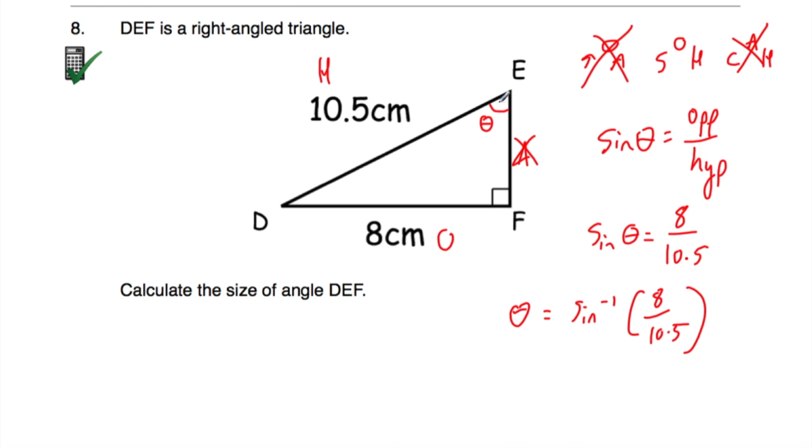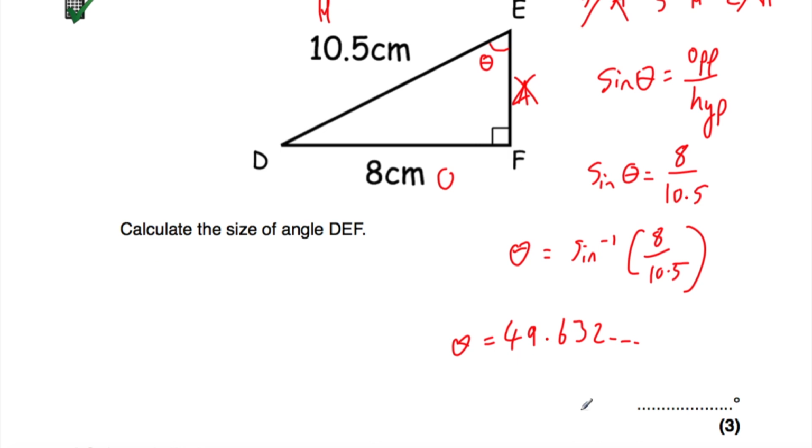So now you could work out what 8 divided by 10.5 is, and it'll give you a decimal number, and you could do the shift sine of that decimal number, and that will give you your answer as well. I tend to just type it in as a fraction, so shift sine, and then my fraction button, and then 8 over 10.5 is equal to, and we've got theta is equal to 49.632 and so on degrees. And to 2 decimal places, that means the angle DEF will be equal to 49.63 degrees.